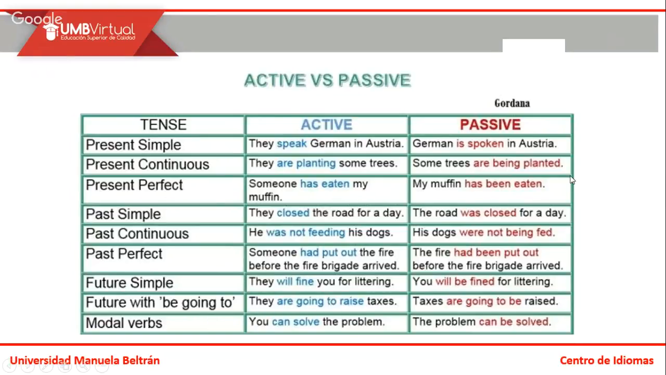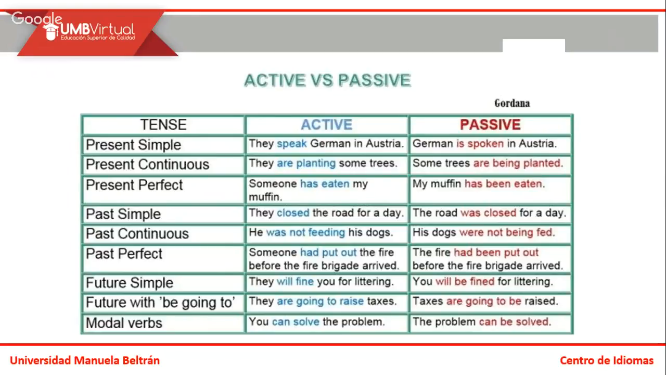Entonces, "planted" es un ejemplo de un verbo regular, a diferencia de "spoken", which is an irregular verb. Okay, so far so good? Good. Let's continue. Present perfect. Someone has eaten my muffin. Ok, estamos diciendo que alguien se ha comido mi ponquecito, we can say that.